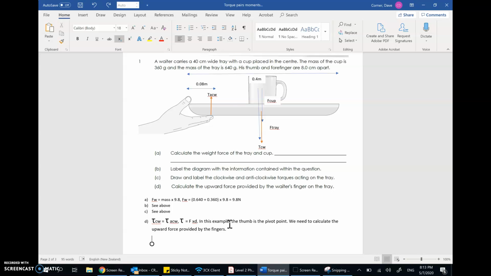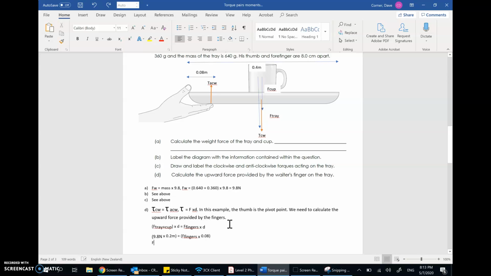So now that we've got our clockwise torques equaling our anti-clockwise torques, we just fill it in the same way as we did before. We want the force of the tray and the cup multiplied by the distance of the pivot. That's going to equal the force provided by the fingers multiplied by the distance that the fingers are from the pivot. So the tray and the cup, they are equal to 9.8 newtons, and they are 0.2 meters from the thumb, and the fingers, we don't know the force of those. They're multiplied by the 0.08 meters that they are from the thumb.